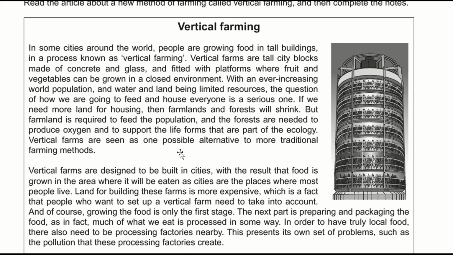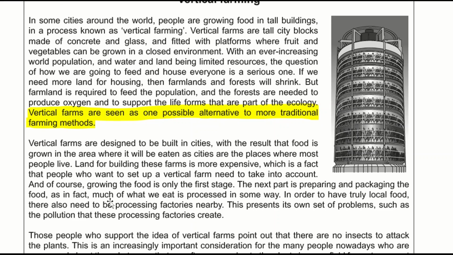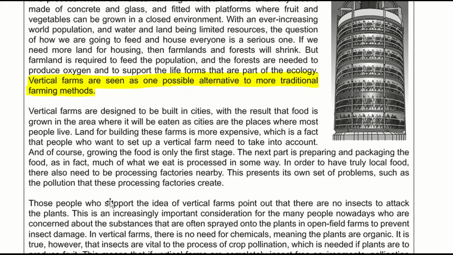Vertical farms are seen as one possible alternative to more traditional farming methods. That sounds like an advantage. So it's seen as a possible alternative to traditional farming methods. Advantage. Okay. And I'm not going to write the answer straight away on the dotted line on the next page. I'm going to just continue reading through now.